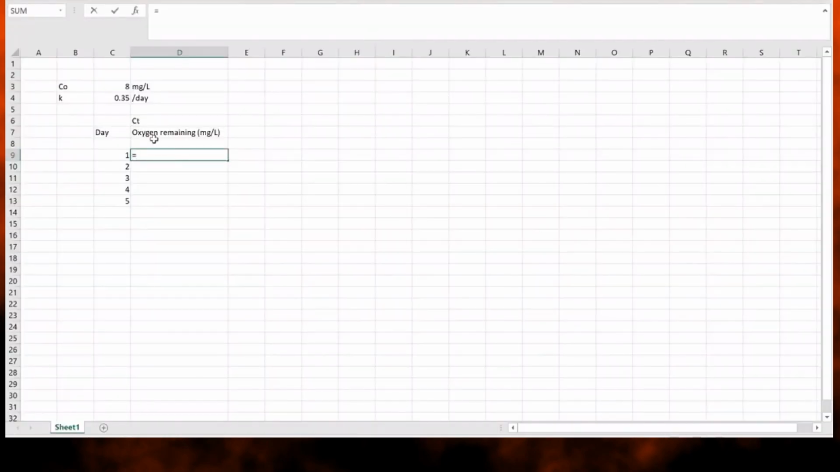So CT equals CO. CO is 8, all right? 8 times EXP, exponent, minus KT. K times the time of the day, all right? But in this case, we'll make this one constant. And then we can enter that one. So we have 5.63 milligrams per liter for day 1, and then we can just copy everything for different days as well, right?